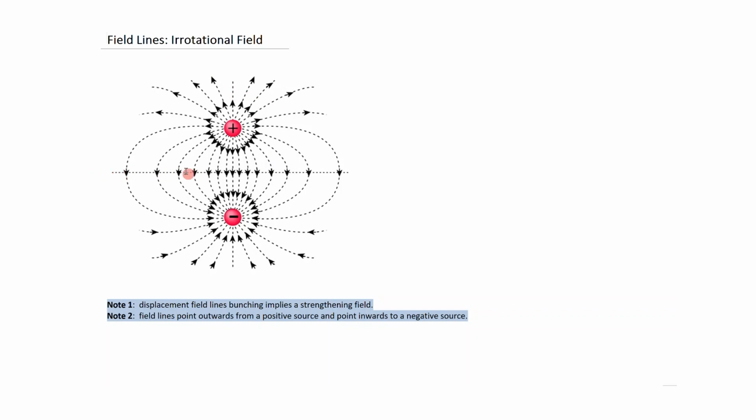Notice here the line that's halfway between these two charges. This line is perpendicular at this point. So this is very generally what you can use to help you understand what the field lines would look like. Again, displacement field lines bunching implies a strengthening field. So here they're bunching, so the field gets stronger as you get closer to the positive or closer to the minus. And again, field lines point outwards from a positive source, which is what you see here, and point inwards to a negative source, which is what you see here.